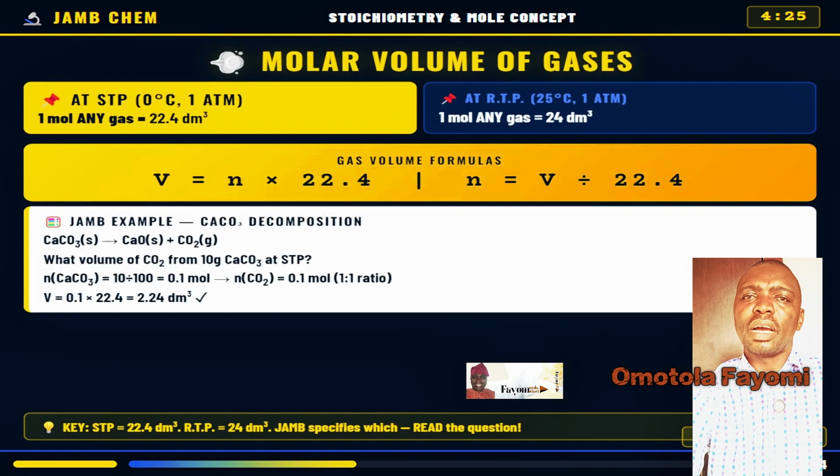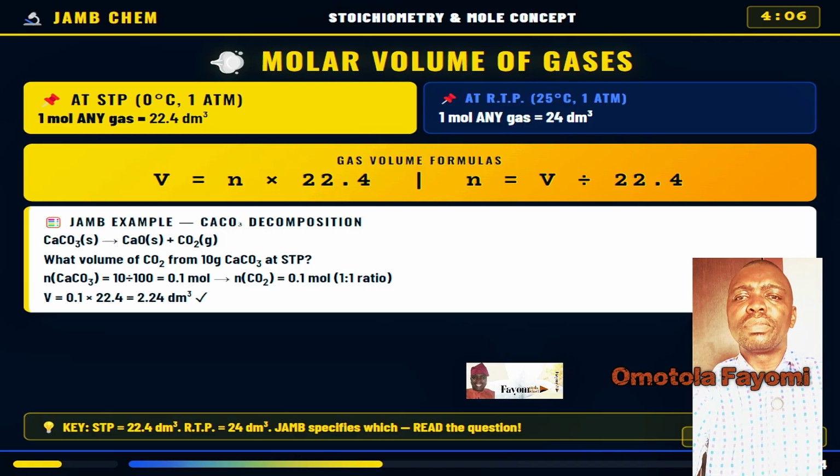Here is a beautiful JAMB gift. At standard temperature and pressure, STP, 1 mole of any gas occupies exactly 22.4 dm cube. It doesn't matter if it's oxygen, nitrogen, carbon dioxide, or ammonia. 1 mole of any gas at STP is always 22.4 dm cube. That's the molar volume. At room temperature and pressure, RTP, it's 24 dm cube. The formula is simple. Volume equals moles times 22.4.